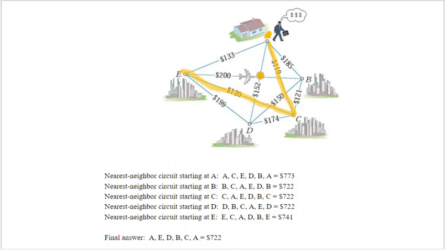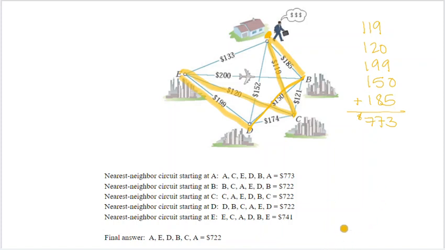From E, we can either go to B for $200 or D for $199. So we're going to go to D. Then from D, we have to go to B, which costs $150, and then back to A, which is $185. This is exactly what we did in the previous video when we went through the nearest neighbor algorithm. So we had 119, 120, 199, 150, 185 for a total of 773.